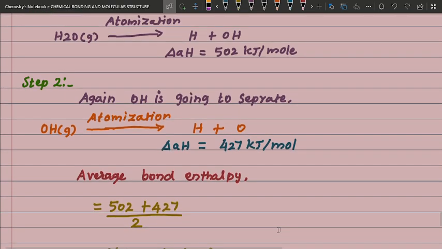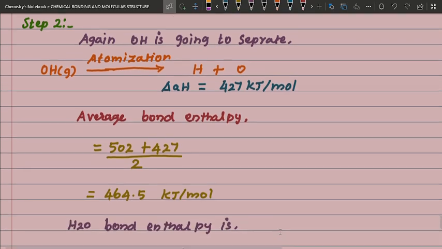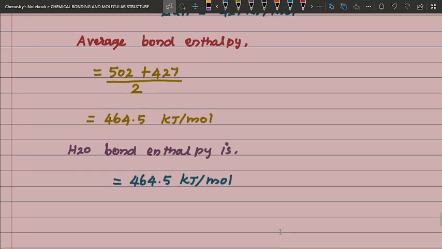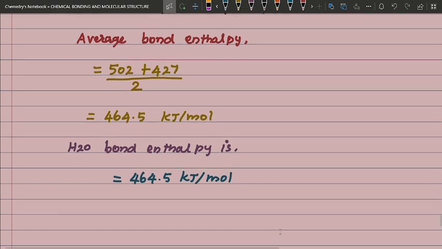See below, average bond enthalpy. The average bond enthalpy for the water molecule is 502 plus 427 divided by 2. We get the value 464.5 kJ per mole. So the H2O bond enthalpy is equal to 464.5 kJ per mole.